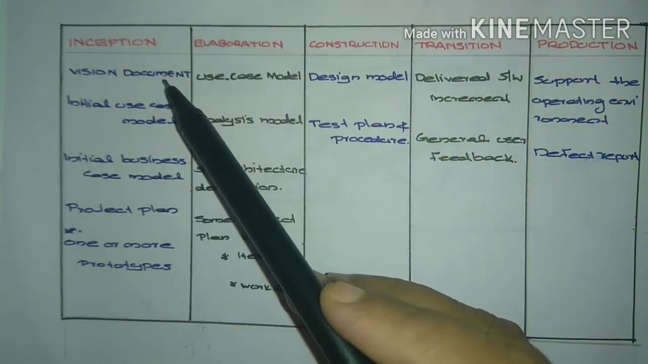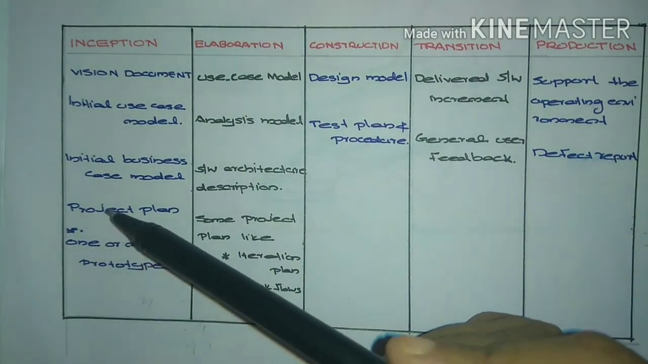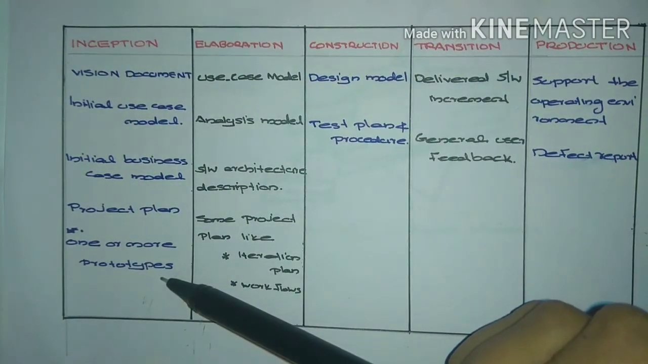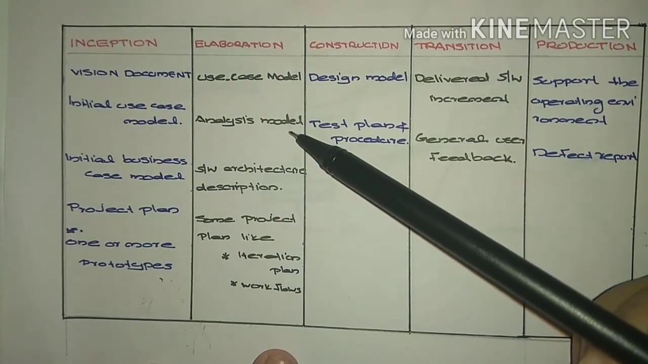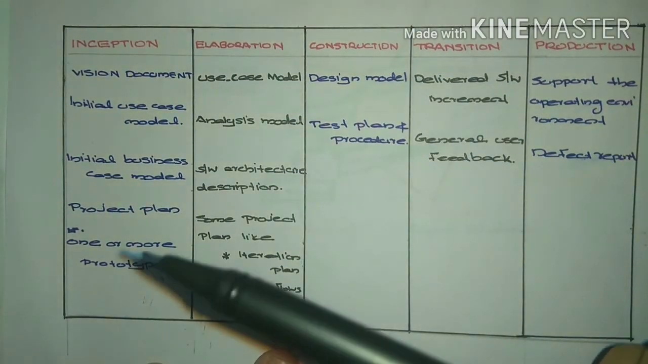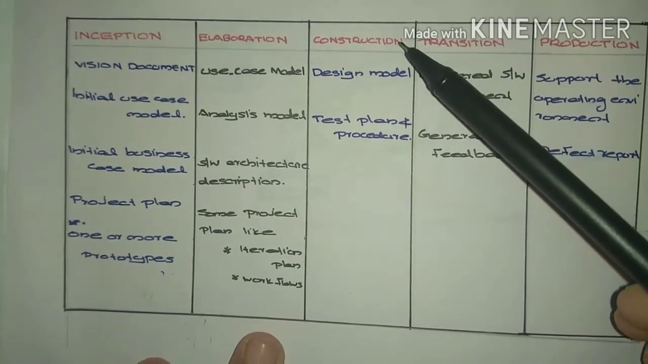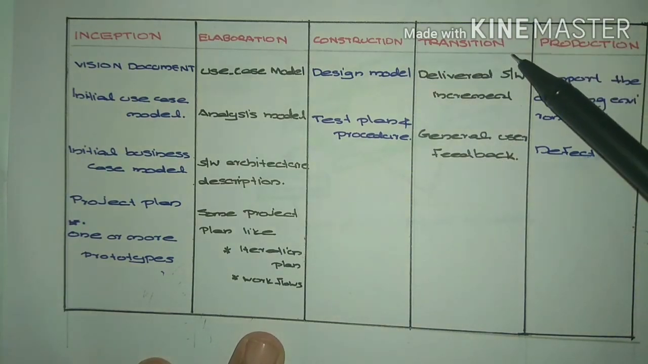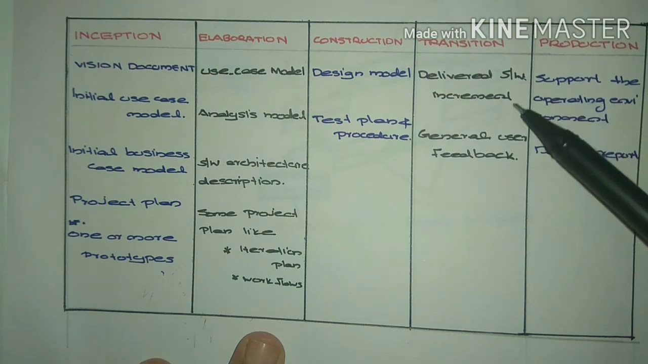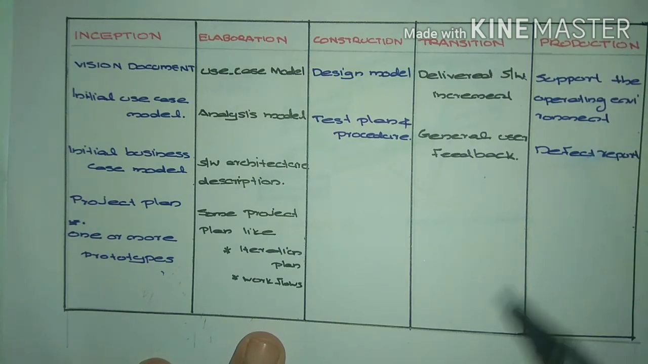Okay, so inception: vision document, initial use case, initial business case model, project plan, or we can develop one or more prototypes here. Then in the elaboration phase: use case model, analysis model, software architecture description, and some project plans like iteration workflows, milestones also. Then construction: design model, test plans, and procedures. Then in transition phase, deliver the software increment and collect general user feedback also. Production phase: support the operating environment, and we can produce a defect report.